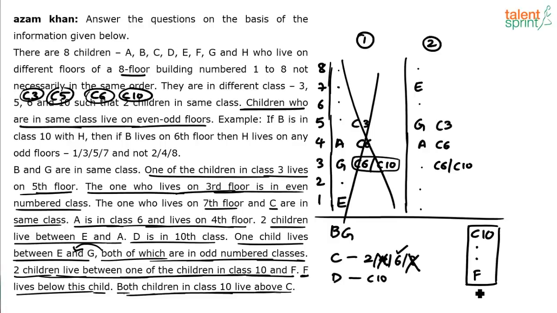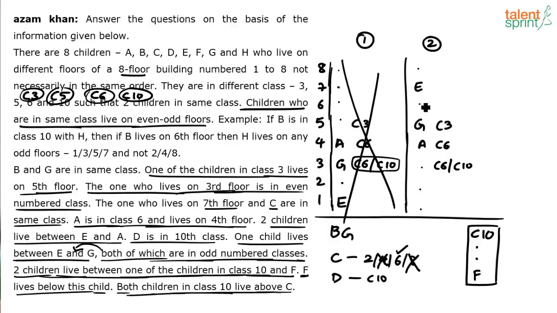I also know one more point about class 10: class 10 dash dash F. So suppose 8th floor is class 10. Dash dash F possible? Not possible, because this is G. 7th floor is class 10. Dash dash F possible? No, not possible, because this is A. Which means both the class 10 fellows cannot be on 7th floor or 8th floor, because then F should come on 5th floor or 4th floor, but those are already blocked by A and G.